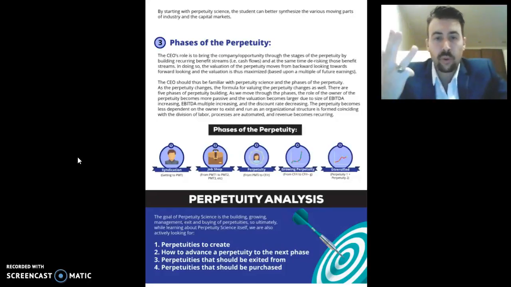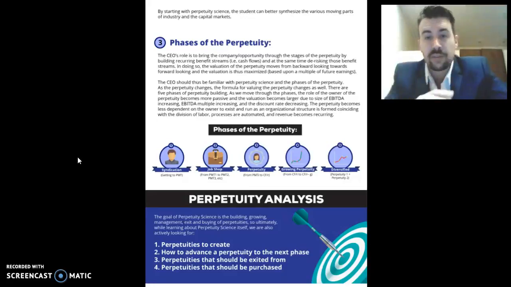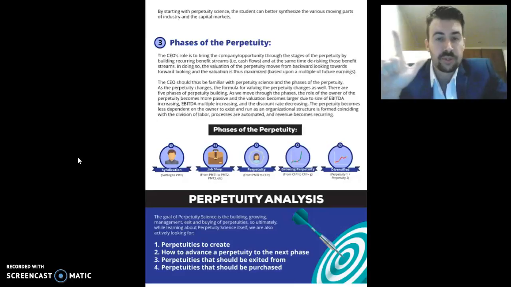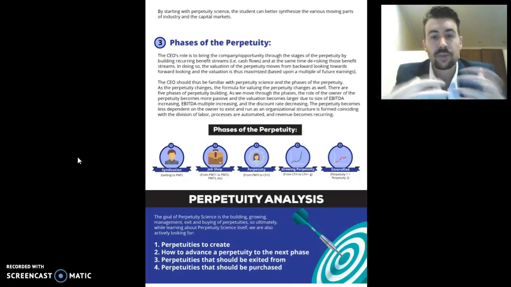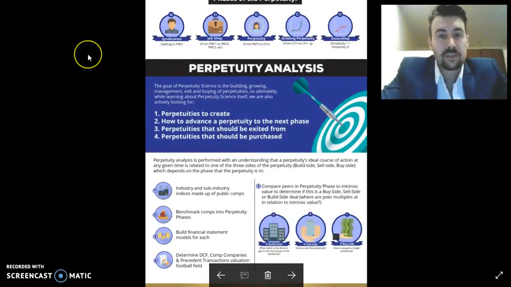Number 4, a growing perpetuity, is transitioning from CF over R to CF over R minus G, where G is the growth rate, which actually decreases R, which increases our valuation. Number 5, diversified, that we can think of as perpetuity 1 plus perpetuity 2. So that is the basis for perpetuity science. And so getting into perpetuity analysis itself is what we're going to do next.